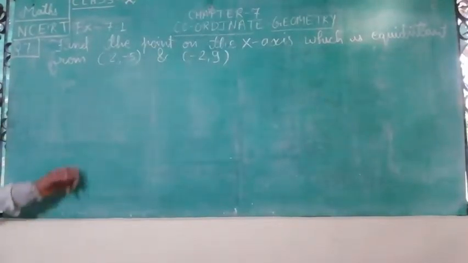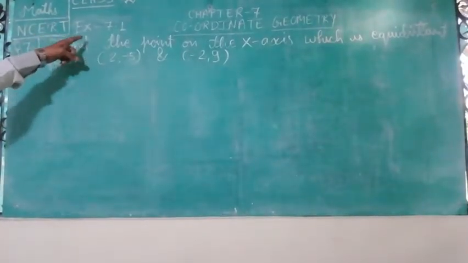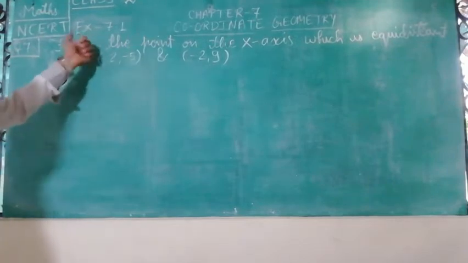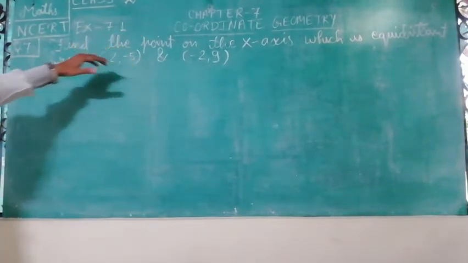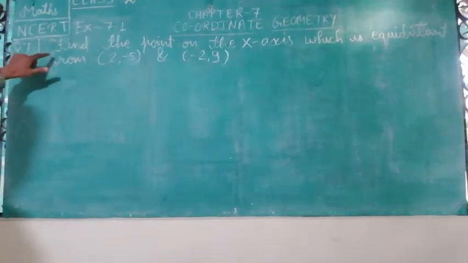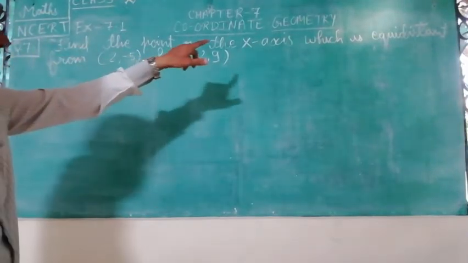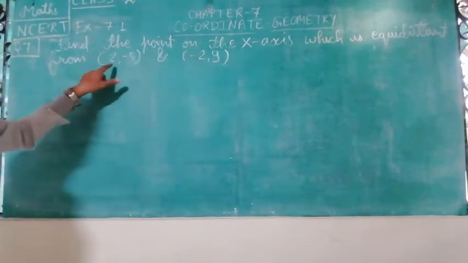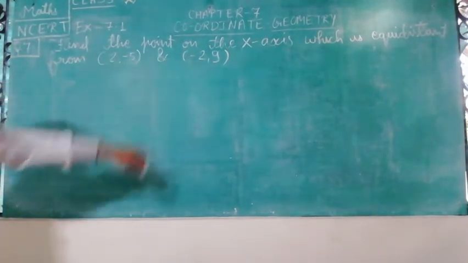Hello students, we are doing class 10th related exercise 7.1 of NCERT. It is chapter 7, coordinate geometry, and we are doing here question 7 of exercise 7.1. The question is: find the point on the x-axis which is equidistant from (2, -5) and (-2, 9).